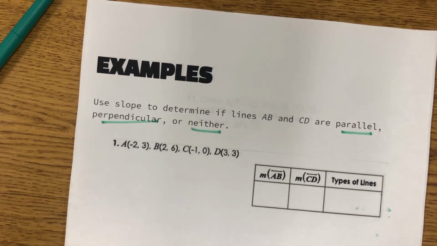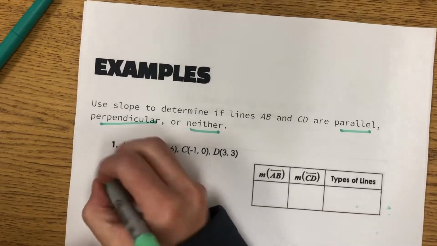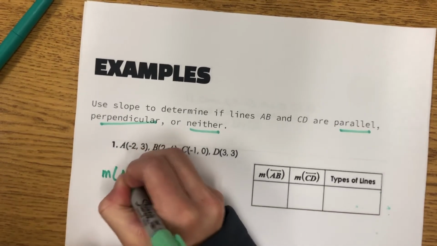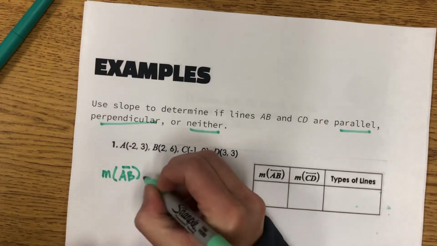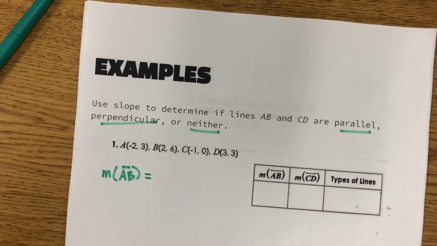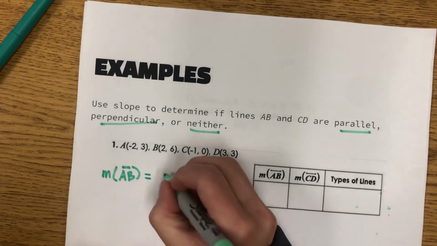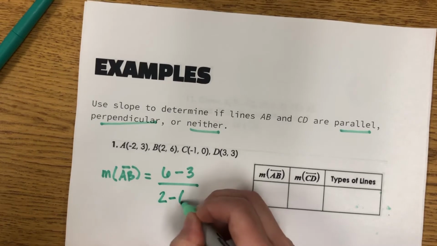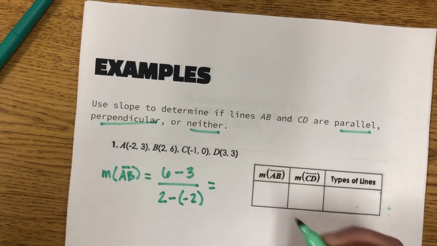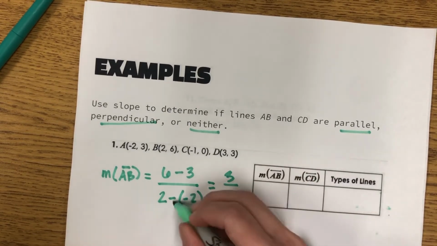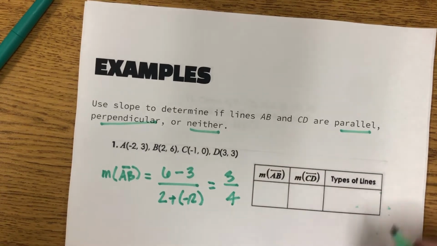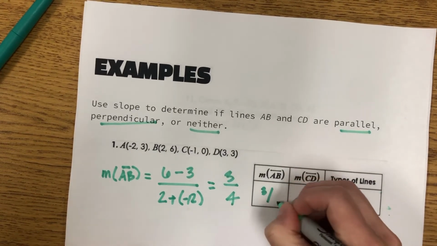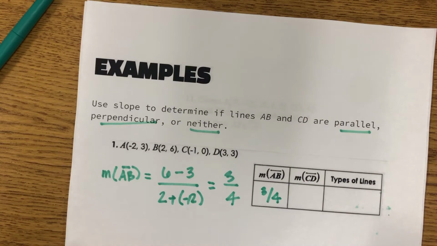So let's find the slope of AB. Remember that we do the change in y over the change in x, so y2 minus y1 would be 6 minus 3 over 2 minus a -2. Solve your integers. 6 minus 3 is 3. Those become a 4, so 3/4. So in this box here, our slope for AB would be 3/4.